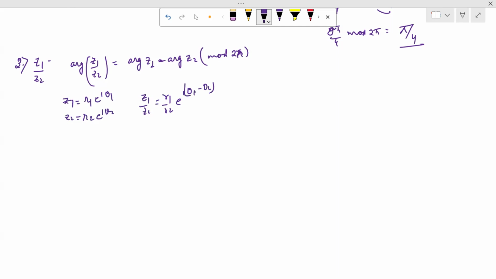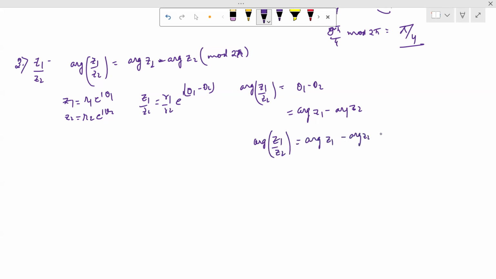minus θ2)). So argument of Z1 by Z2 would certainly be equal to what? Argument of Z1 by Z2 would certainly be equal to θ1 minus θ2, which is equal to argument of Z1 minus argument of Z2. And in order to make certain adjustments so that your angle doesn't exceed 2 pi, I would simply write argument of Z1 by Z2 is equal to argument of Z1 minus argument of Z2 modulo 2 pi.